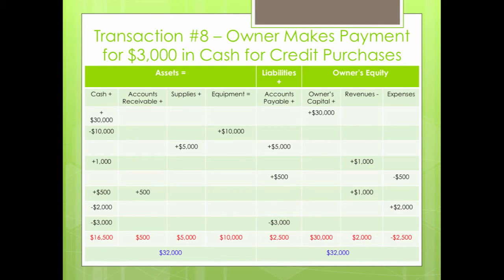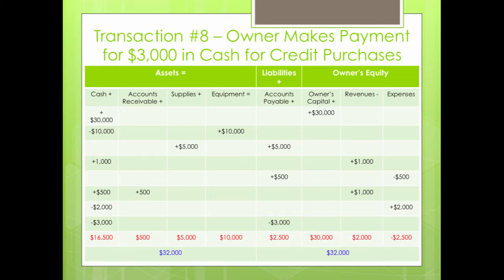Transaction number 8. Owner makes payment for $3,000 in cash for credit purchases. The key words here are cash and credit. The owner, in this case, wants to pay off some of the debt that has been incurred because of the credit purchases that were done earlier.